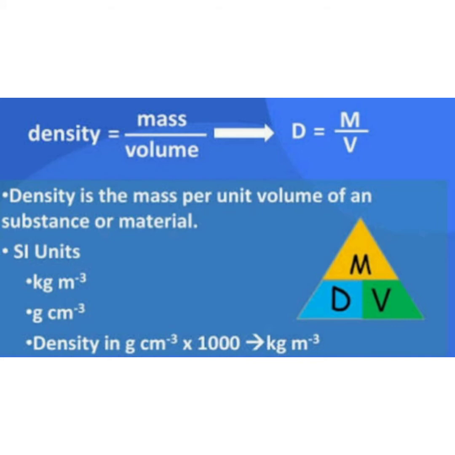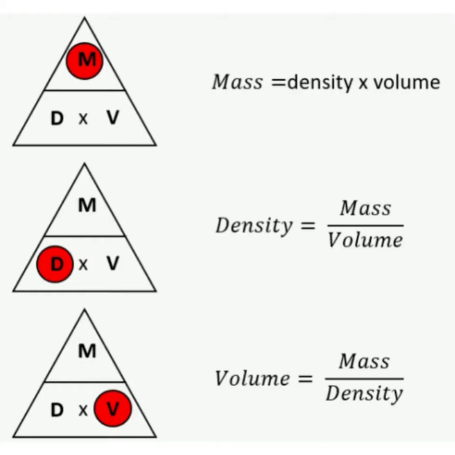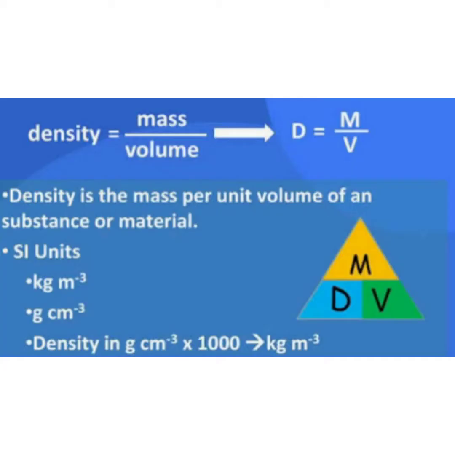The mass of a substance present in a given volume. Density is expressed as mass per unit volume. If we rearrange, mass is equal to density into volume, and volume is equal to mass by density. Okay, children, what is the SI unit for density? Kilogram per meter cube or gram per centimeter cube.